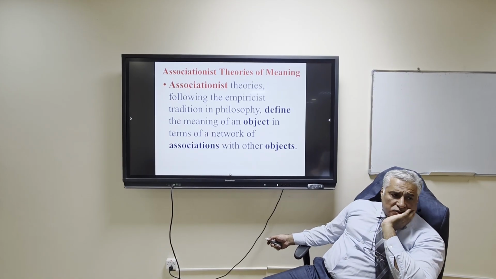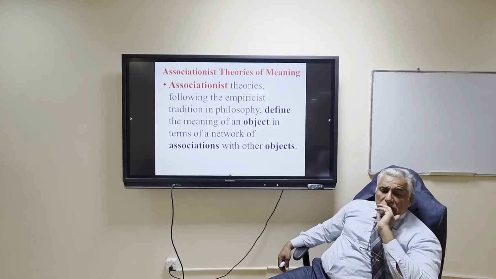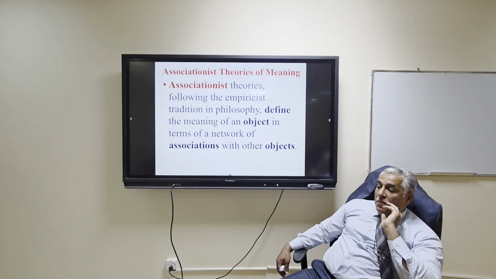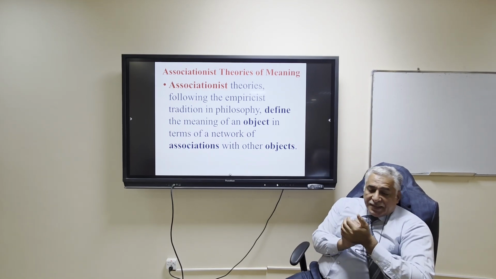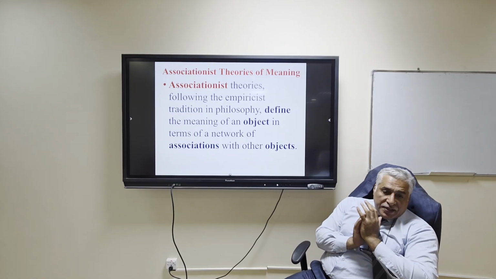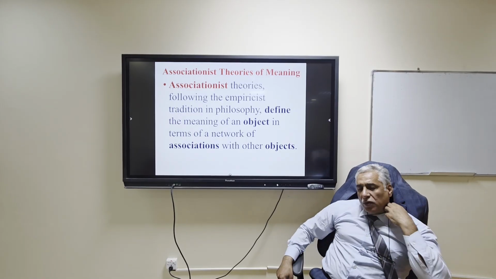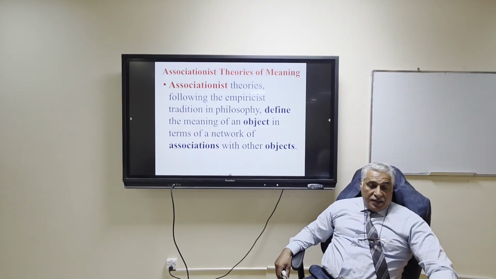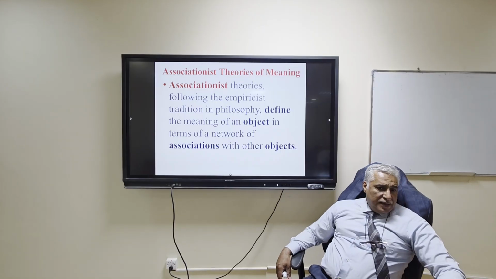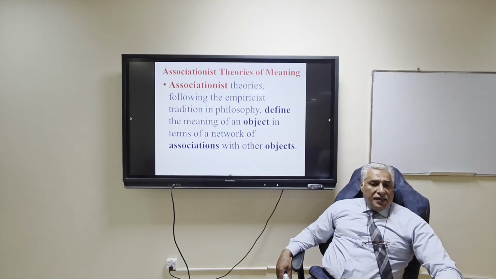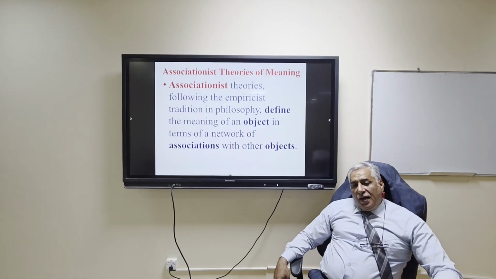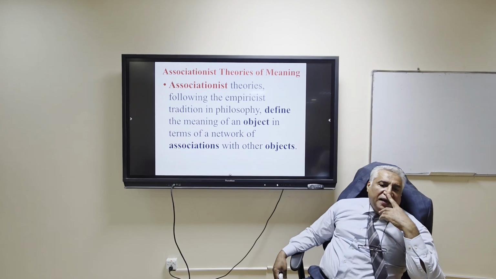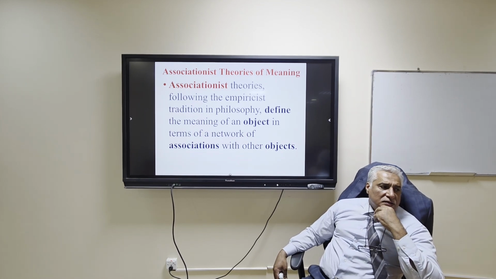Now, the definition of association. Association theory, following the empiricist tradition in philosophy, defines the meaning of objects in terms of a network of associations with other objects. We use the semantic network, which consists of nodes connected by arcs, and the arcs represent the association or relationship between these objects. After completing the connections between these objects, I get the complete meaning of the concepts.